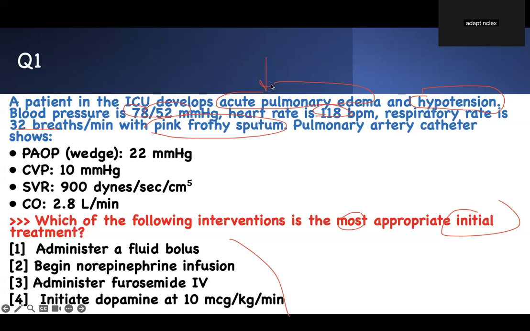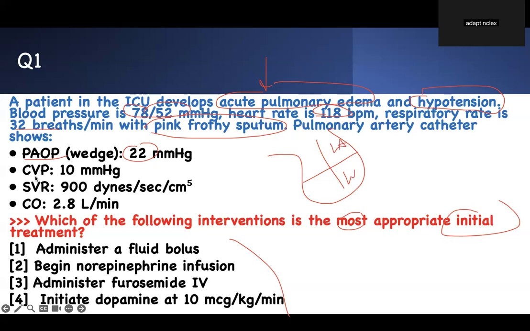Those are all buzzwords. Now, pulmonary artery catheter. This is a Swan-Ganz catheter. What is it showing you? This is your clue. Pulmonary artery occlusion pressure, which is the wedge, which indicates left atrial pressure. That filling pressure is too high. That means something is backing up into the left atrium, probably from the left ventricle.